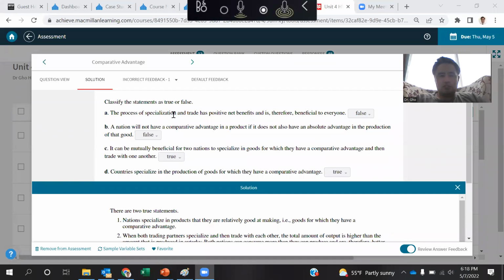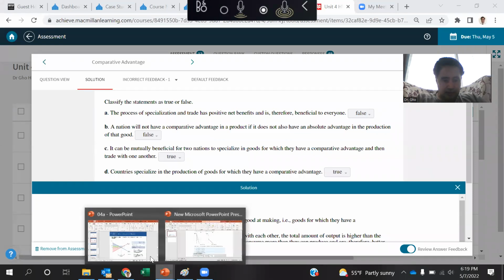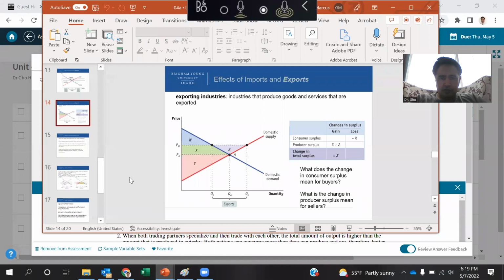The process of specialization in trade has positive net benefits and is therefore beneficial to everyone. The key word here, this says everyone, which negates this statement. So this statement's not true. Let me go to our slides from this week. Here's an example of exports.